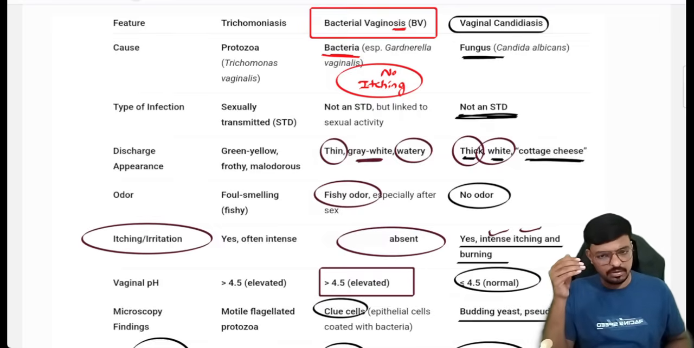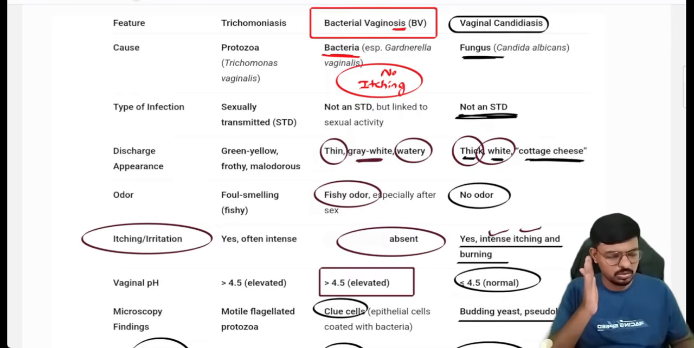Vaginal candidiasis is a fungal infection. There is thick white discharge, that is the cottage cheese or curd-like discharge, but there is no smell, and there is intense itching. And the pH will be less than 4.5, or normal we can say. And the drug of choice is fluconazole. These things only you have to remember, right?